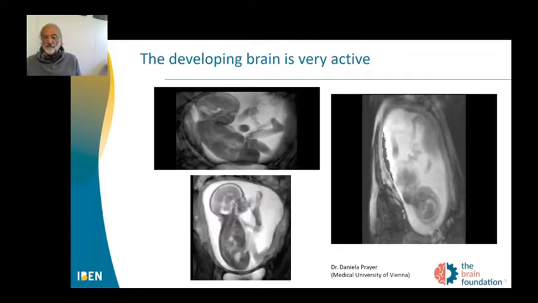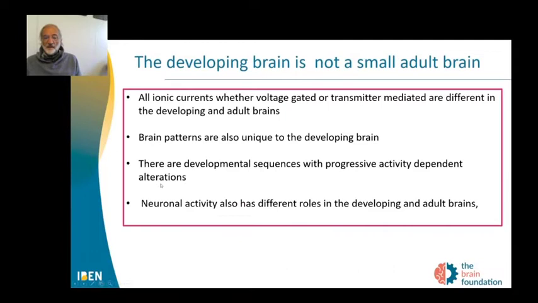However, the second important point is that the developing brain is not a small adult brain. All ionic currents, voltage-gated, transmitter-mediated, differ in the developing and adult brains. Brain patterns are also unique to the developing brain. And there are developmental sequences. Ionic currents mature progressively, brain patterns are modified progressively in an activity-dependent manner. So the question is, what is the role of this excessive or enhanced neural activity?